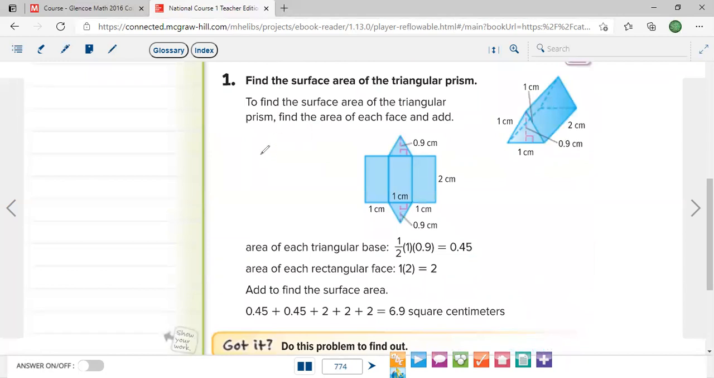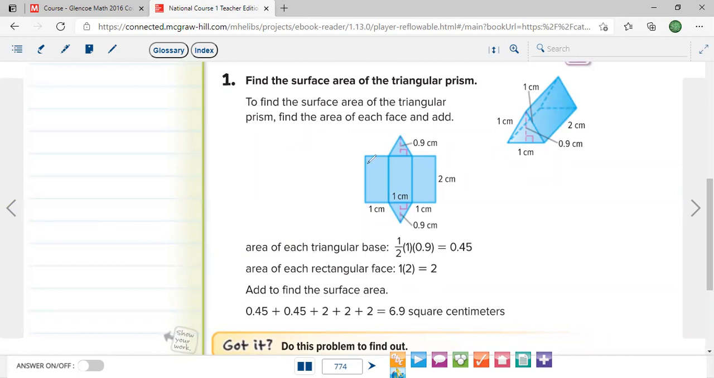So the logic idea is to get the surface area of a triangular prism, you need to evaluate the area of the two bases that are triangles and the area of the three rectangles, and you add them all together. How can we find the area of a triangle? Area of triangle, which is the base of the prism, is half times its base times its height. Its base here is 1 centimeter and the height is 0.9. So this will give you 0.45.